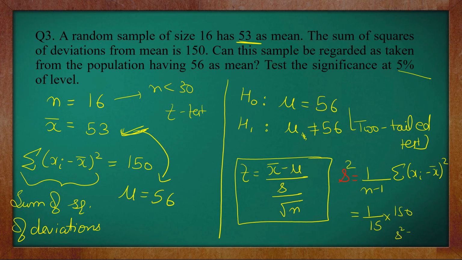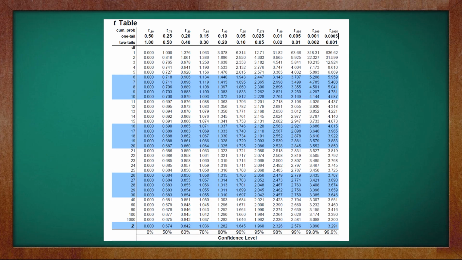So s square, if we solve it, is 10. So s is under root 10. Let me solve this one. What we are getting: s square is 10, so s is root 10. The value of s is 3.162. Done.